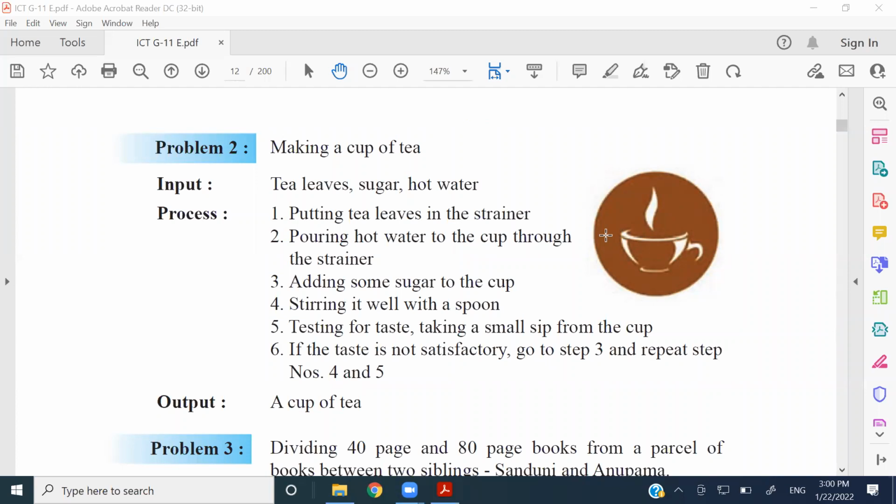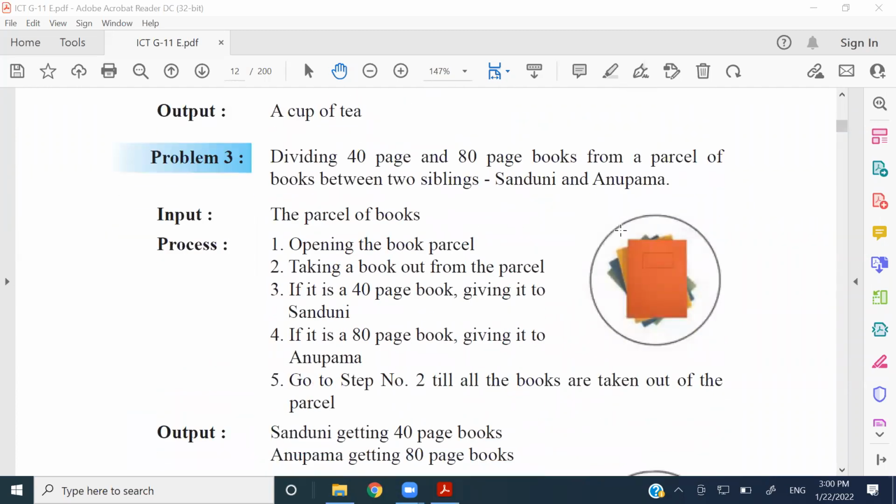Right? So look at the third one. They are going to divide 40-page and 80-page books from a parcel of books between 2 siblings, Sanduni and Anupama. So Sanduni is going to receive 40-page books, and Anupama is going to receive 80-page books. So it's a bundle of books. There can be several 40-page books and several 80-page books. So we have to open the parcel. We have to take a particular book and check whether it is a 40-page book or not.